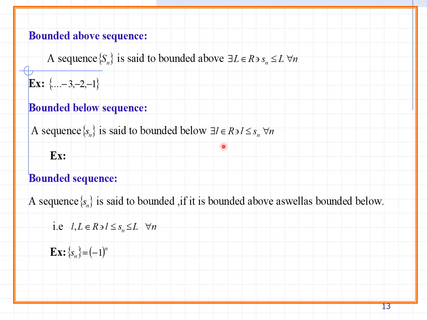Bounded sequence means there exists a lower bound and at the same time an upper bound. A sequence Sn is said to be bounded if it is bounded above as well as bounded below. That is, there exist small l and capital L such that l is less than or equal to Sn, which is less than or equal to capital L. Small l is the small value, capital L is the big value. So when the lower and upper values exist, the sequence Sn is called a bounded sequence. For example, Sn equal to minus 1 power n. These are the definitions of bounded above, bounded below, and bounded sequences.